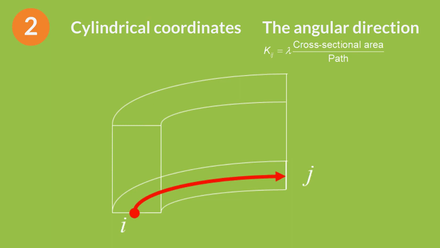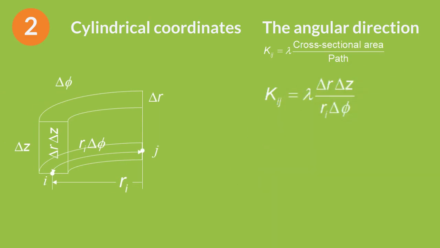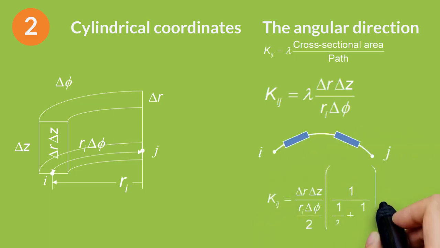Notice that in the angular direction, phi, heat goes from i to j through the arc. In this way, the cross-sectional area throughout the whole path is constant. This is the only case in which the path is not the distance. The path is the radius times the angle in radians. Remember that if there is a change in thermal conductivity, you have to calculate two thermal resistances in series.